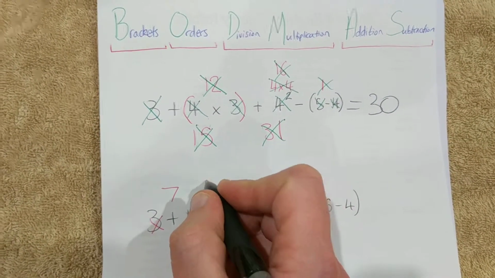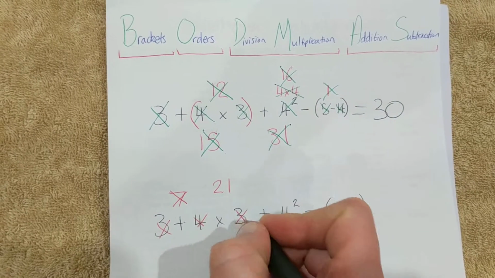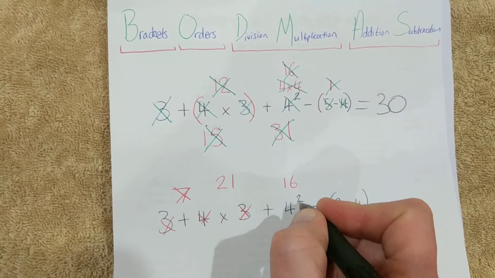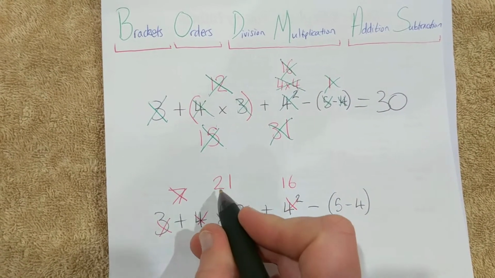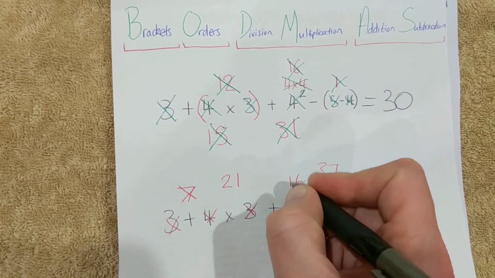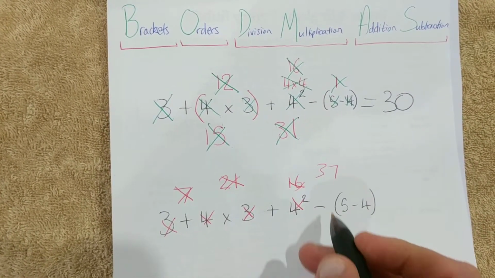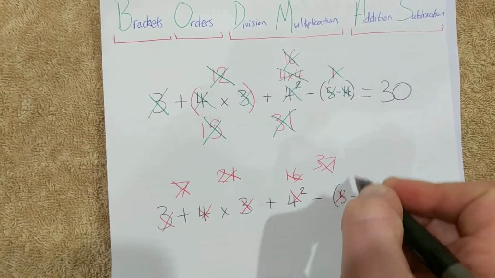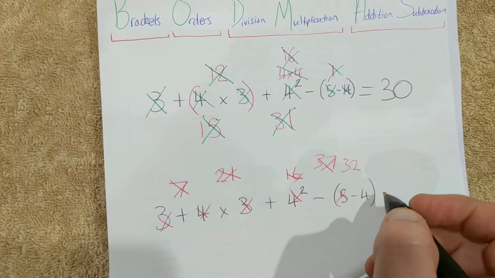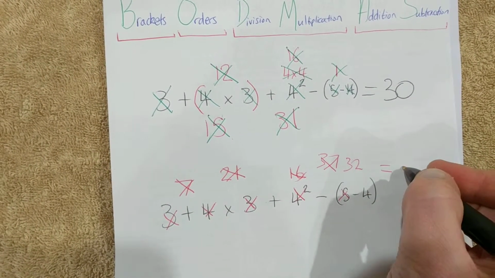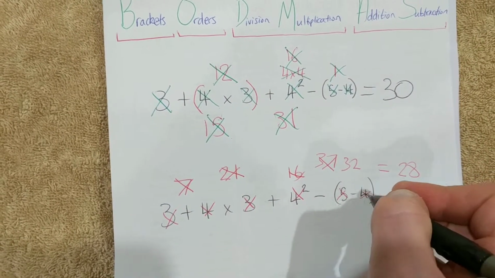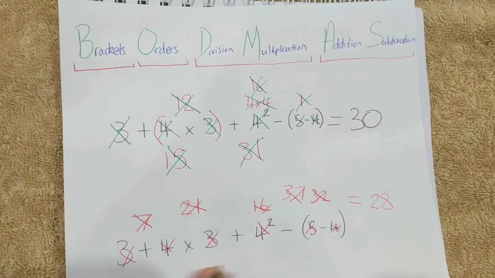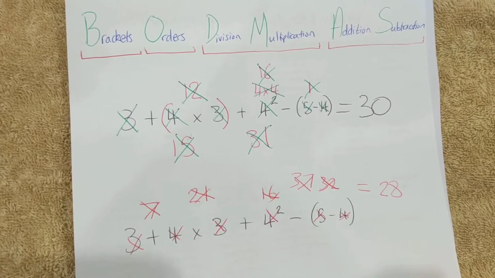Now I'm going to do 7 times 3, which is 21. 21 plus 4 to the power of 2, well that's 16. I can do that first. Right, 21 plus 16, that's 37. And now I've got 37 take away 5, which is 32. I'm just going to ignore the bracket altogether. And 32 minus 4 is 28. So we've got a very different answer there, 28 as opposed to 30, which is the actual real answer. So just following left to right will get you the wrong answer, and you've got to make sure you follow that BODMAS rule.